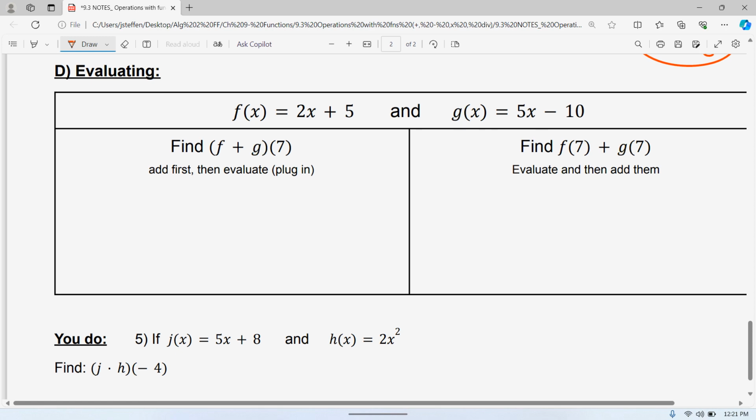So last but not least, when we evaluate these, there are 2 different ways to do this, and I still don't really know which way's better. I tend to do the second one more, but if I'm asking, instead of f plus g of x, I'm asking for f plus g of 7.